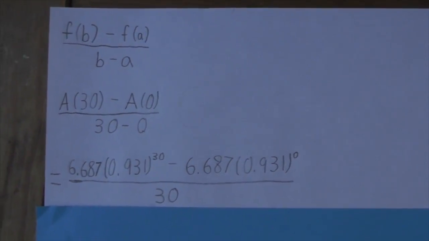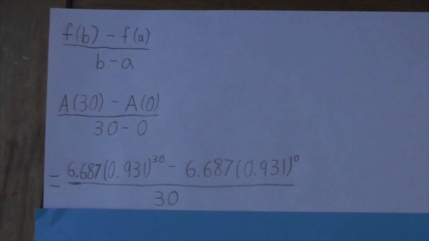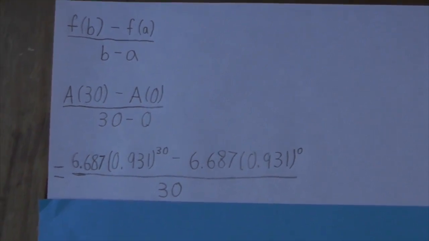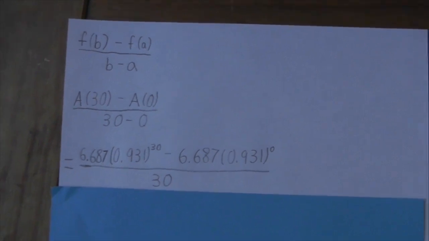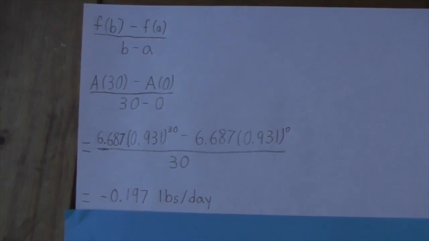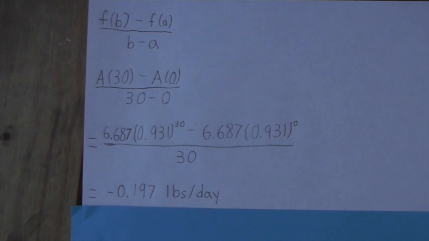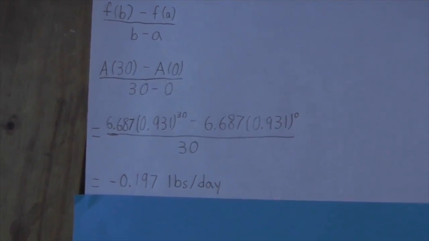If we plug this into our calculator, we get the final answer, rounding to the nearest hundredth, of negative 0.197 pounds per day. This part of the problem is worth 1 point for the correct answer with the correct units.